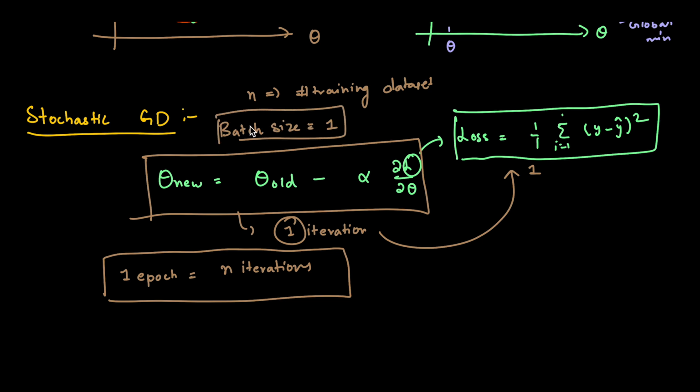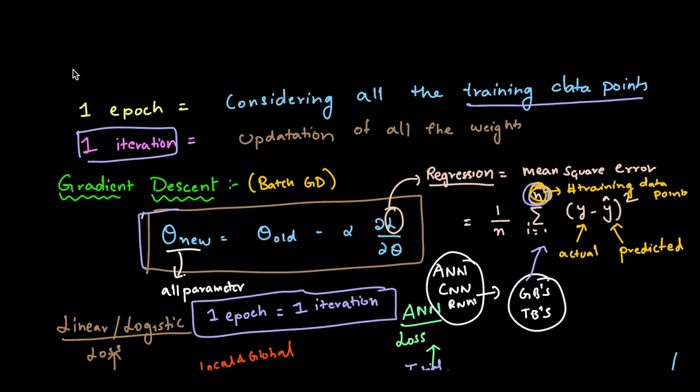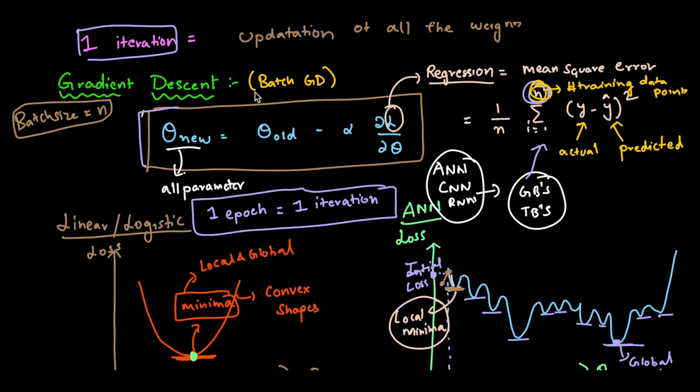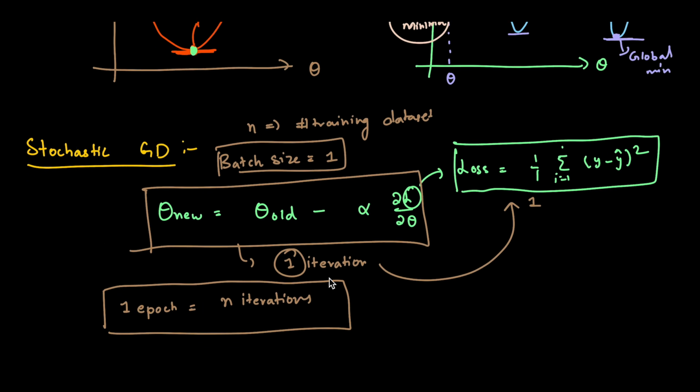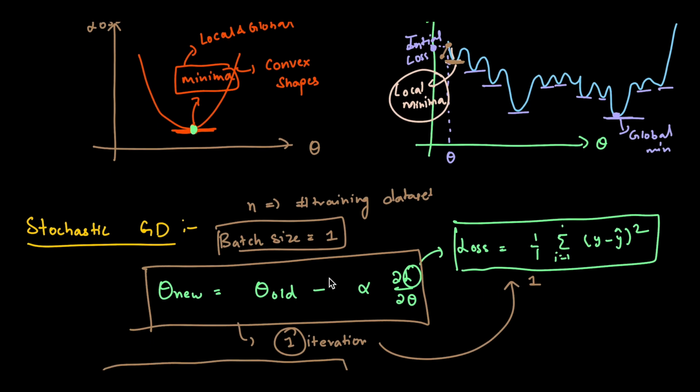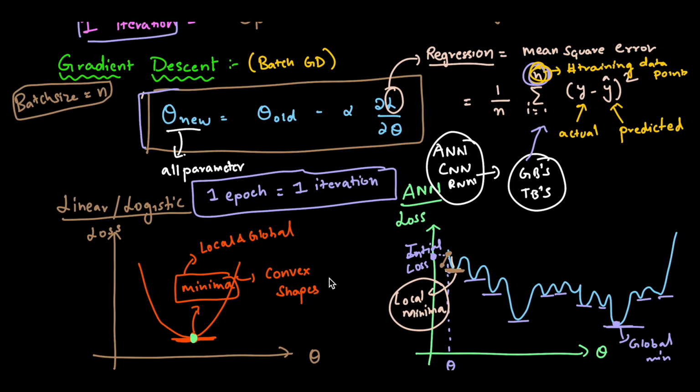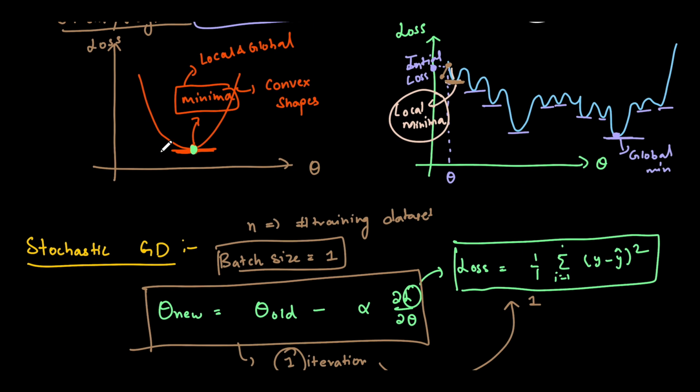Whereas in case of normal gradient descent, what is our batch size? Our batch size is equal to n because we are covering n data points in one updation. Here, one epoch is equal to one iteration, whereas here, one epoch equals n iterations. Like here, if you observe, we have seen normal batch gradient descent, and then we have seen stochastic gradient descent. So if you see, both these are extremes.